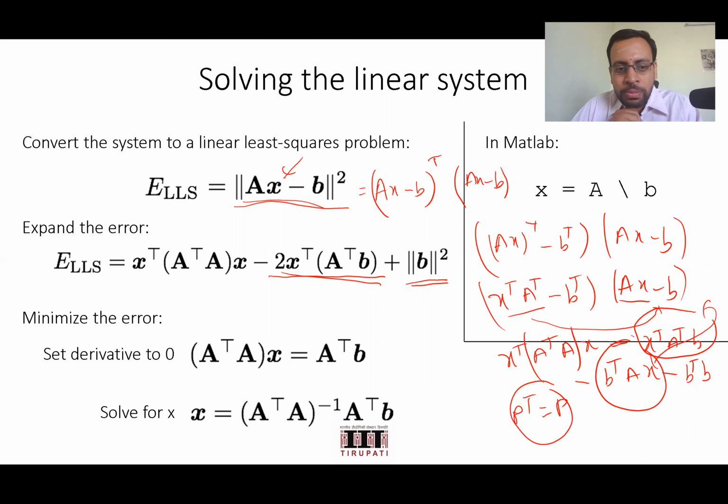To minimize the error, you set the derivative to be 0. I leave out the matrix calculus part; this is a very standard one, and you can find it on Wikipedia or in any standard textbook. The last term doesn't have any dependence on x, because x is your parameter here. So you would get A transpose A times x equal to A transpose b. That's what you get.